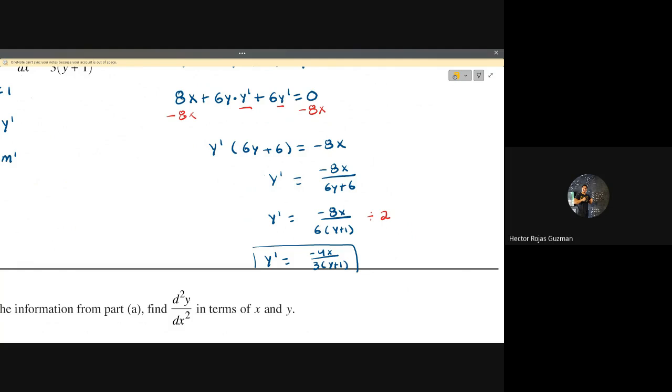And that's the derivative that we needed to show. That's 2 points. So you get 1 point by doing implicit differentiation, and you get 1 point for arriving to the correct solution.